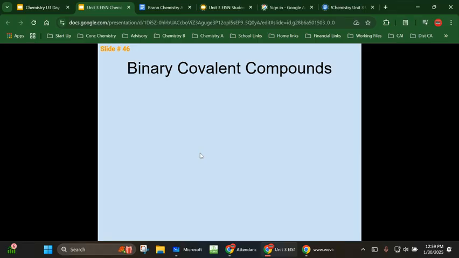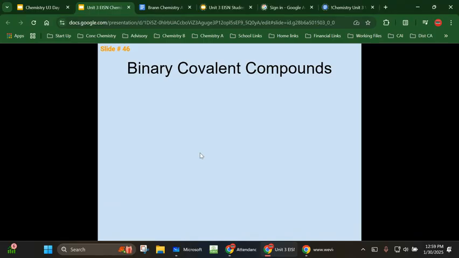Now, I will tell you right now, there are ternary covalent compounds. Covalent compounds with 3 or more elements. There are covalent compounds with hundreds of elements in them. They're called organic molecules. All organic compounds are bonded covalently, not ionically. Okay? But a binary covalent compound is 2 elements combined together.